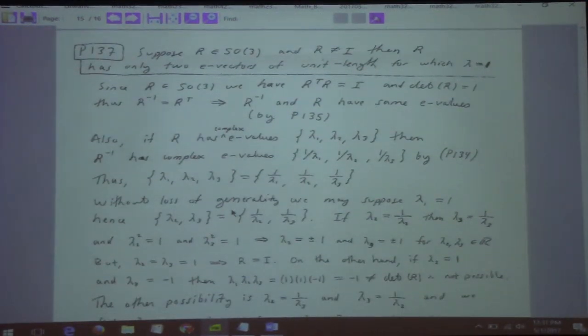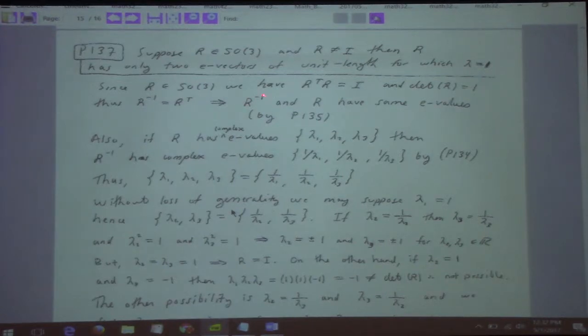Sorry, I digress. So suppose R is in SO(3), R is not the identity, and R has only two eigenvectors of unit length for which lambda equals 1. So R in SO(3), we have R transpose R equals I. That means it's an orthogonal matrix. And this is where the S comes in. This is special. Determinant of R is equal to 1. Sorry I didn't say that to start with. Now, this tells you that the transpose is the inverse, right?